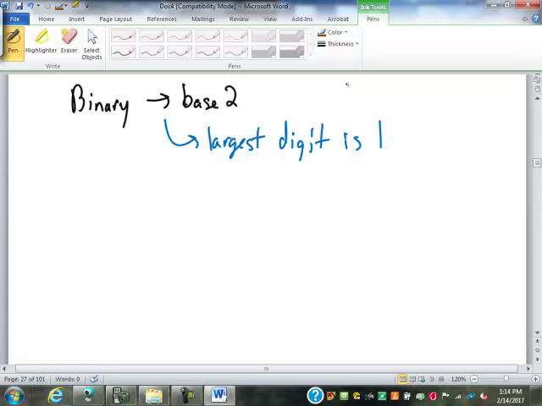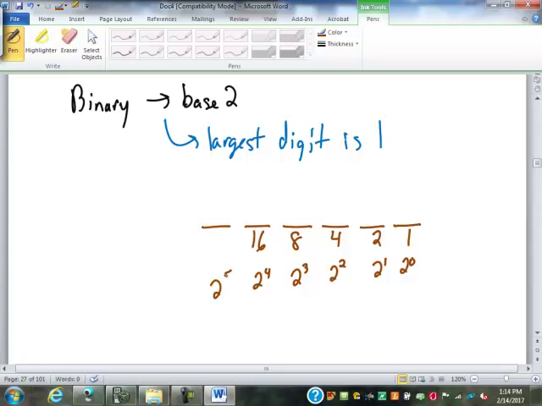And like we mentioned yesterday, the reason that this is so handy is for computers, 1 or 0, on or off. And that's how a computer thinks. So this is 2 to the power of 0, or the 1's place. 2 to the power of 1, or the 2's place. 2 squared, which would be 4. 2 to the third would be 8. 2 to the fourth would be 16. 2 to the fifth would be 32. 2 to the sixth would be 64. 2 to the seventh would be 128.